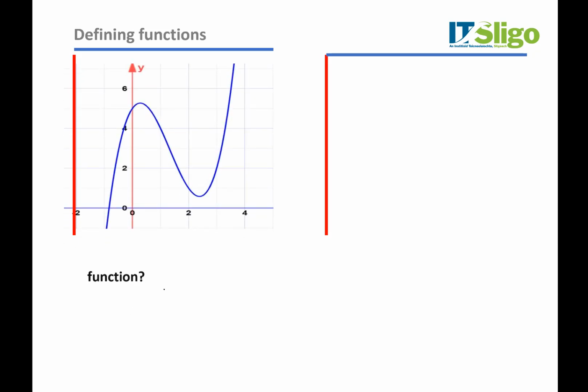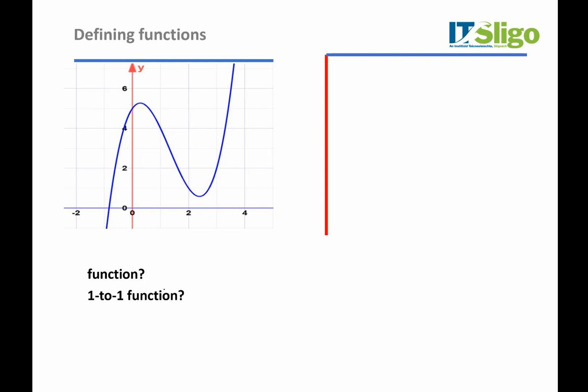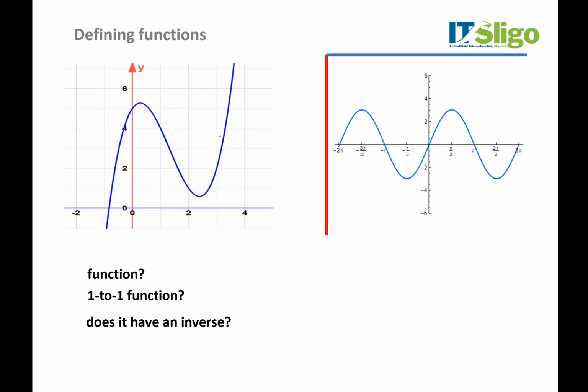Cubic, is it a function? Yes. Is it a one-to-one? No, because in some places, say here, the horizontal line cuts in three places. So three different inputs produce the same output value of 4. Does it have an inverse? Not necessarily.